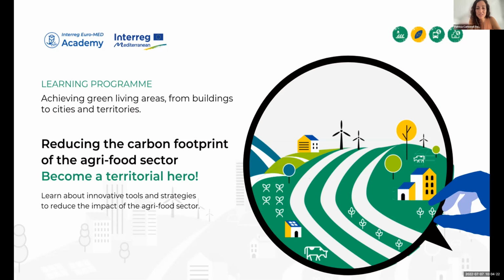Today, as you can see here, we are going to focus on reducing the carbon footprint in the agri-food sector. And we want to put the focus on the territorial connectivity. We come from looking at the very local scale, from buildings to cities, and today we start the course on territorial connectivity. And what does it mean? The idea is that we start thinking about how we can improve the proximity of the products that we consume, about how we can make more informed choices when we buy some products.